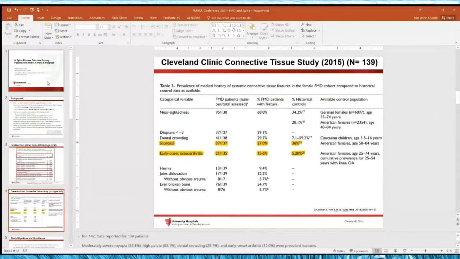And then in the Cleveland Clinic study, 139 patients had data reported in the study. They were aiming to see if there were any connective tissue symptoms and features associated with FMD. They found that nearsightedness was one, a high palate and dental crowding, and early onset arthritis was common among patients with FMD. In this cohort, about 27% of the patients had scoliosis. And interestingly, the more typical common connective tissue disorders were not found to be associated with FMD.